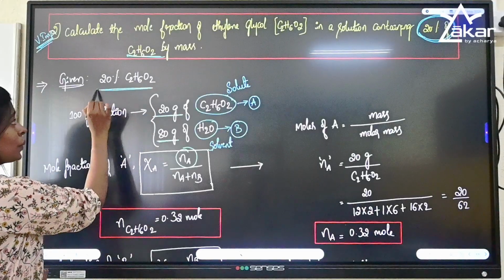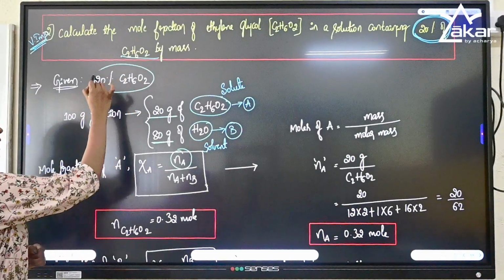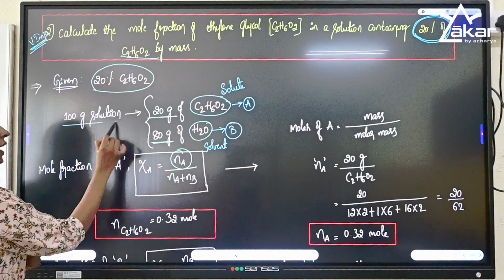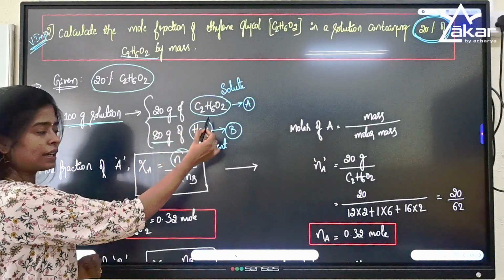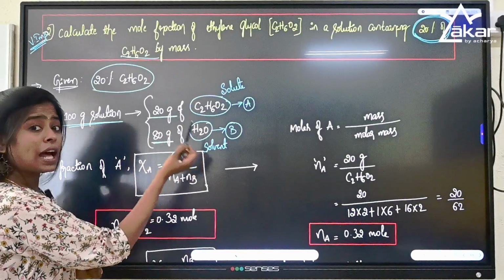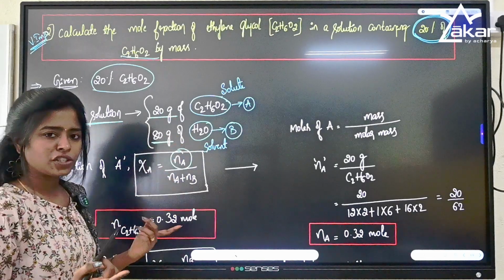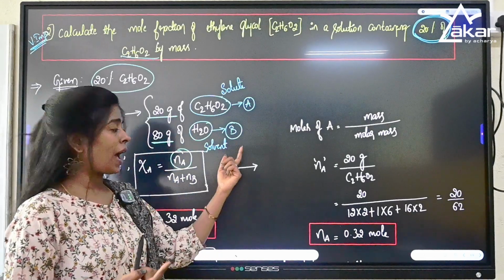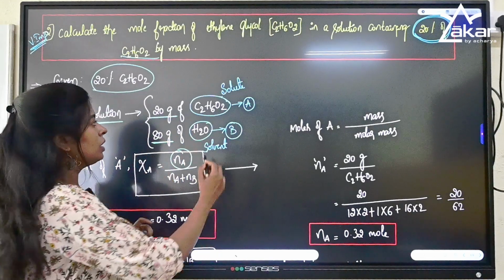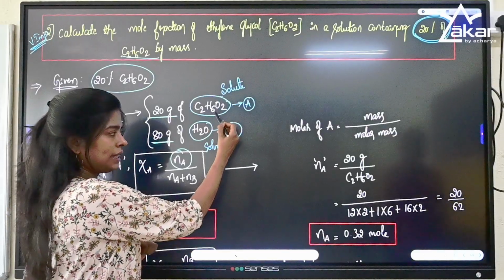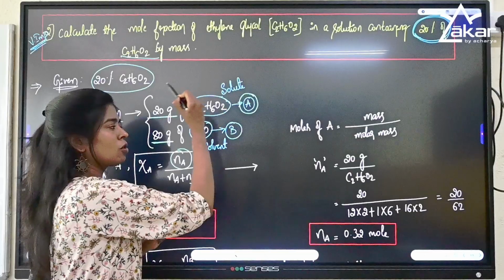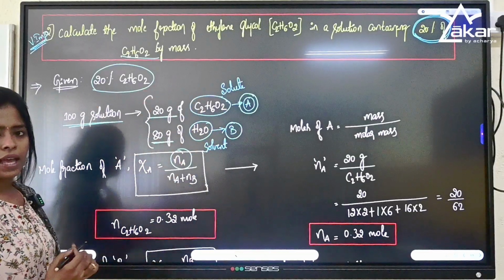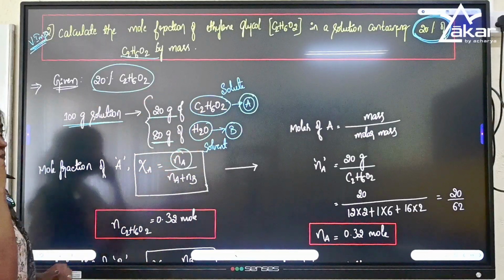So what is given in the question? 20% of ethylene glycol is given. So 100 grams of solution contains what? 20 grams of ethylene glycol and 80 grams of the other component. They have not mentioned which is that other component, so I am taking that as water. So this is ethylene glycol and this is water. I am considering ethylene glycol as component A, and the other one as component B.